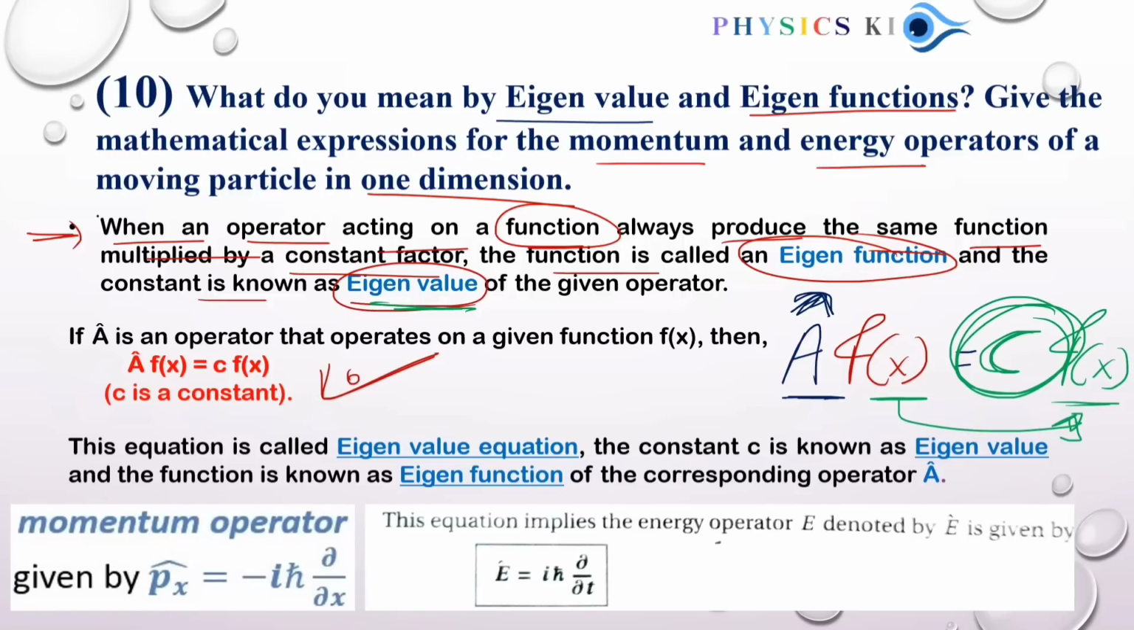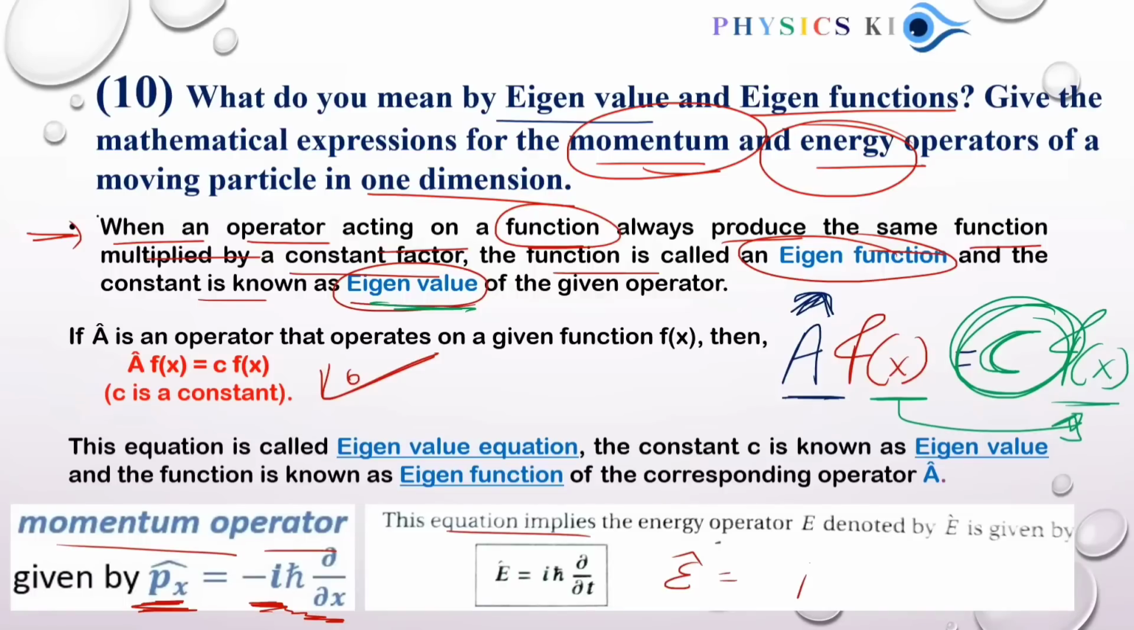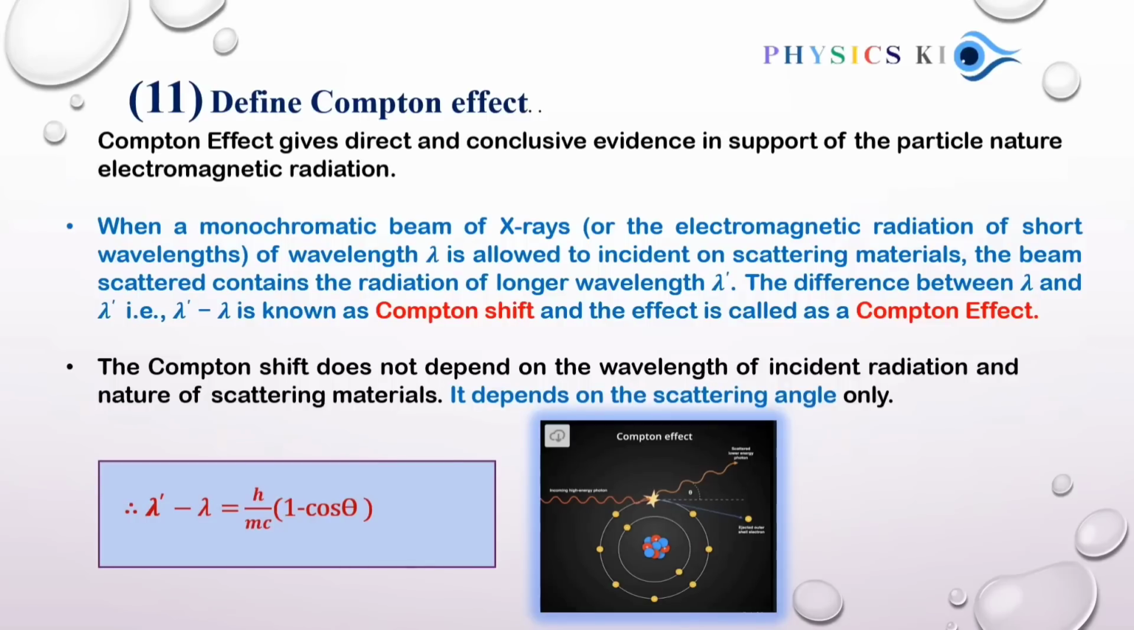And what they are asking is to write the momentum and energy operators. For the momentum operator, p_x is equal to minus i h-cut del by del x. The energy operator is E equal to i h-cut del by del t. These are the energy and momentum operators. Simple question. Next, 11th: define the Compton effect.